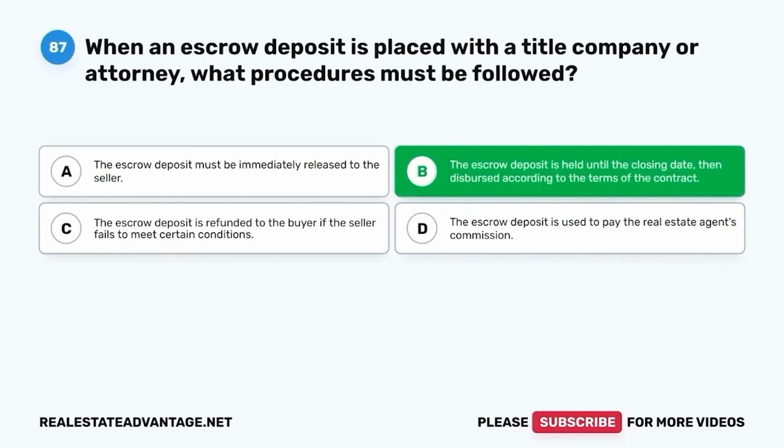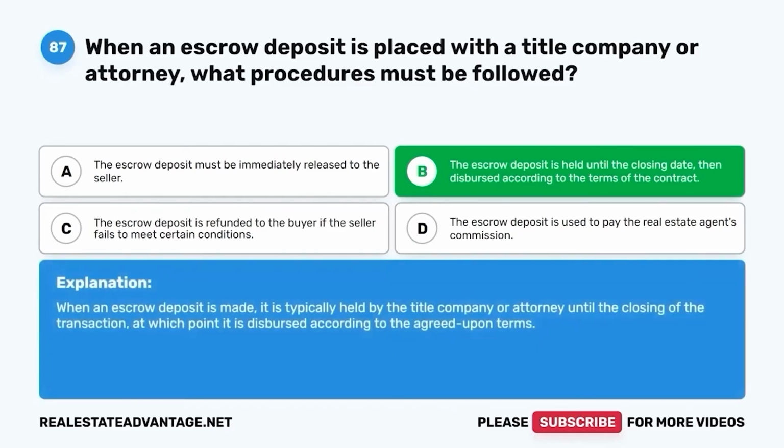The escrow deposit is held until the closing date, then disbursed according to the terms of the contract. When an escrow deposit is made, it is typically held by the title company or attorney until the closing of the transaction, at which point it is disbursed according to the agreed-upon terms.